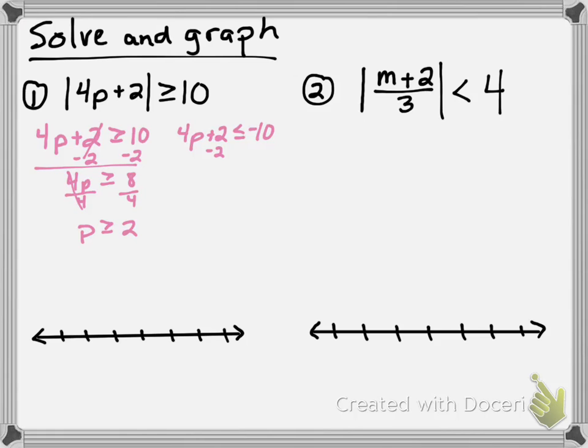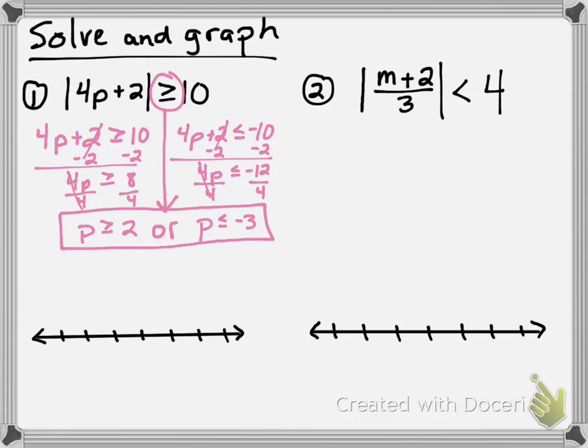Okay, on to the second inequality, subtracting 2 from both sides. This time I get 4p is less than or equal to -12. Divide by 4, and I get p is less than or equal to -3. Again, I did not switch the inequality because I didn't divide by a negative. The negative was already there. Okay, then I'm looking at the sign. Since it's a greater than, it's an or statement. So my solution is p is greater than or equal to 2, or p is less than or equal to -3.